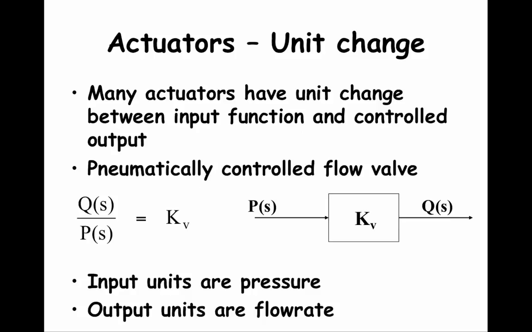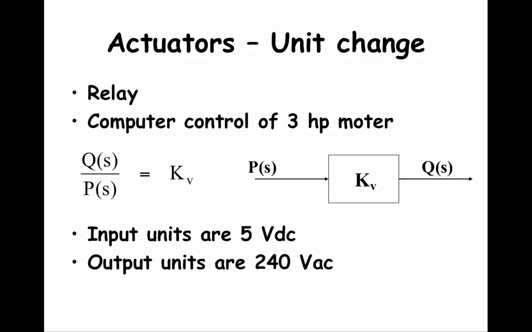Before we wrap this video, let me remind you again that many actuators will produce a unit change between the input control signal Ps and the actuator output function Qs. For the last example, the control signal was pressure, kilopascals, and the output was flow rates. With relays, you will learn that a small control signal can control a very large electrical input. This means that relays can have very large gain values.